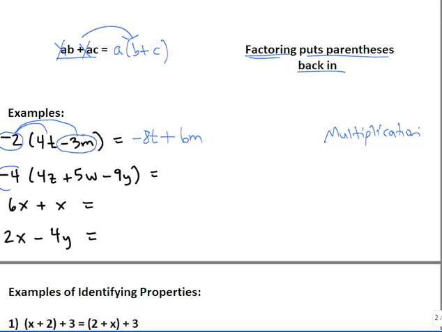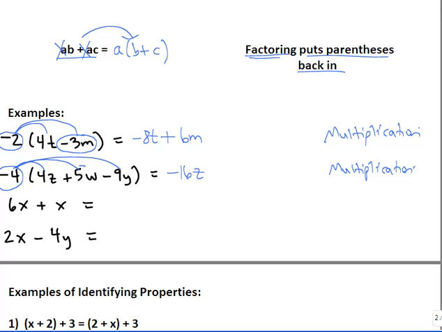We're going to take negative 4, and in this case we actually have 3 terms in our parentheses. We want to eliminate these parentheses by multiplication. So I'm going to distribute my negative 4 across to all 3 terms. So negative 4 times positive 4z is negative 16z.